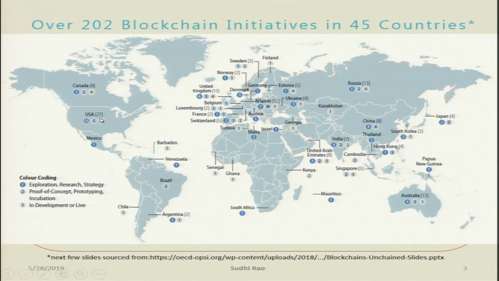Obviously, the biggest number is in the United States where it all originated, 27 initiatives in the public sector. There are many more in the private sector in the US. We will see one example of that later. In Mexico they are happening, in Brazil, in countries like Senegal, Ghana, South Africa, Kenya, and almost all European countries, Russia, Kazakhstan, China. Every country is trying various initiatives to leverage blockchain in the public sector to deliver public services.